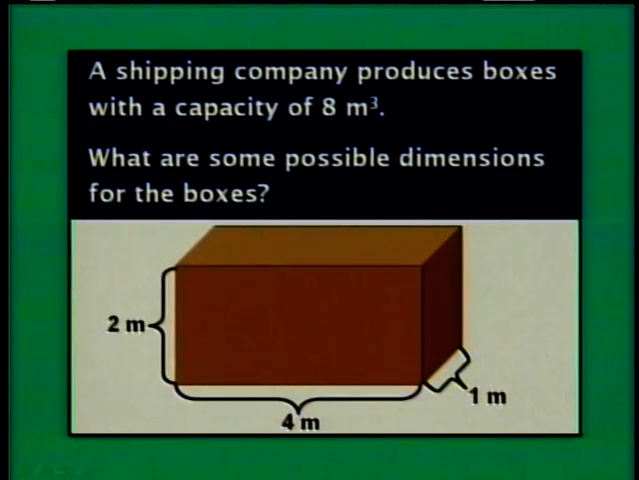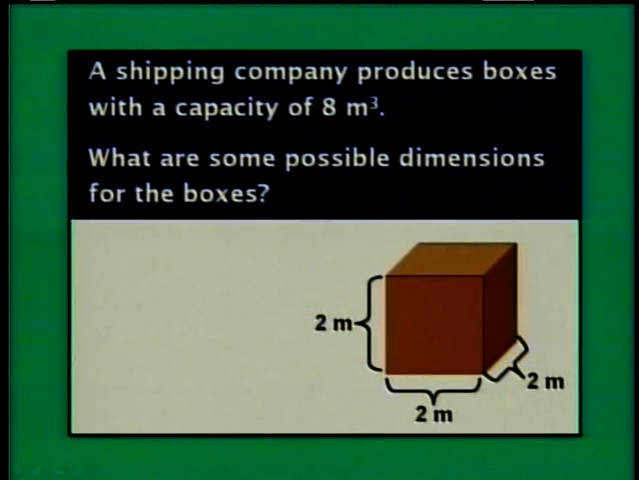Another possibility is 2 meters by 4 meters by 1 meter. 2 times 4 times 1 is 8. So we have 8 cubic meters. Another possibility is a cube, where each of the edges is 2 meters. 2 times 2 times 2 is 8. So we have 8 cubic meters.